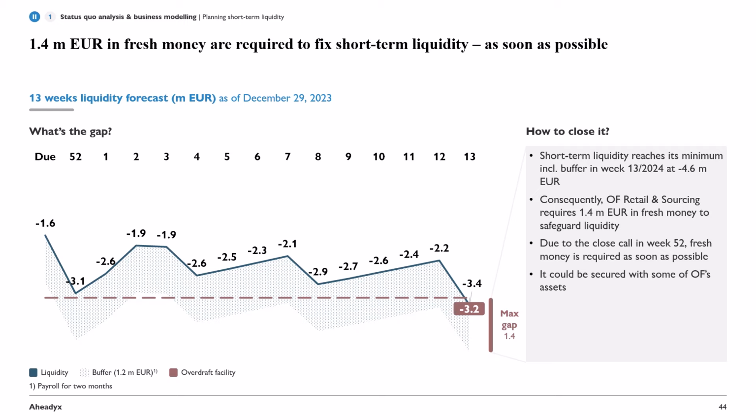Here, I suggest to ask the banks for fresh money to safeguard liquidity that could be secured with some of old-fashioned assets. And the reason for that is, as we'll see in a second, the client already applied deferrals as a means of improving liquidity, so here we should go with something else.